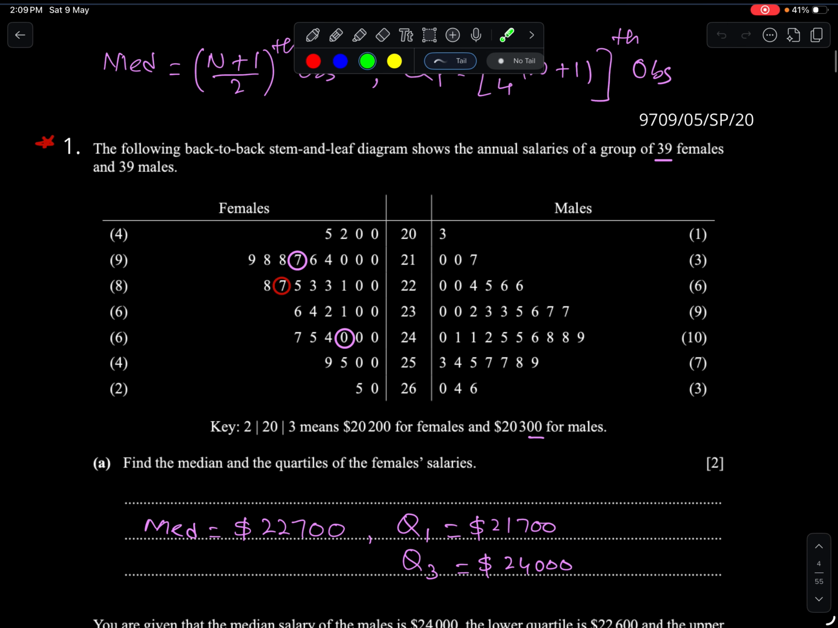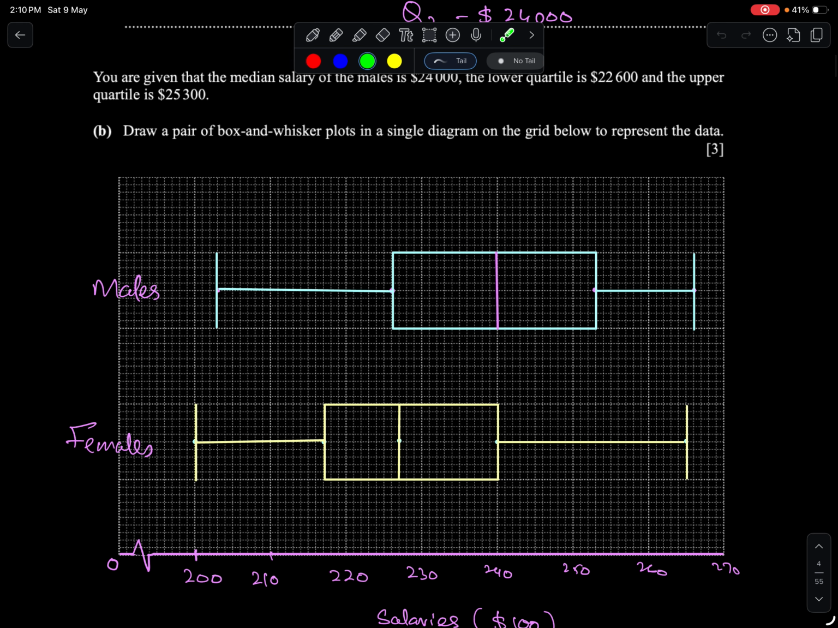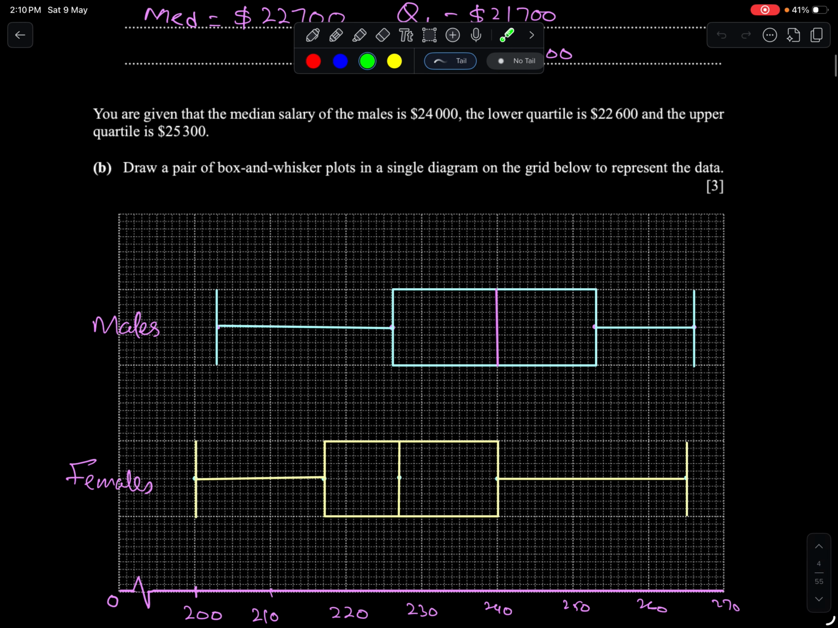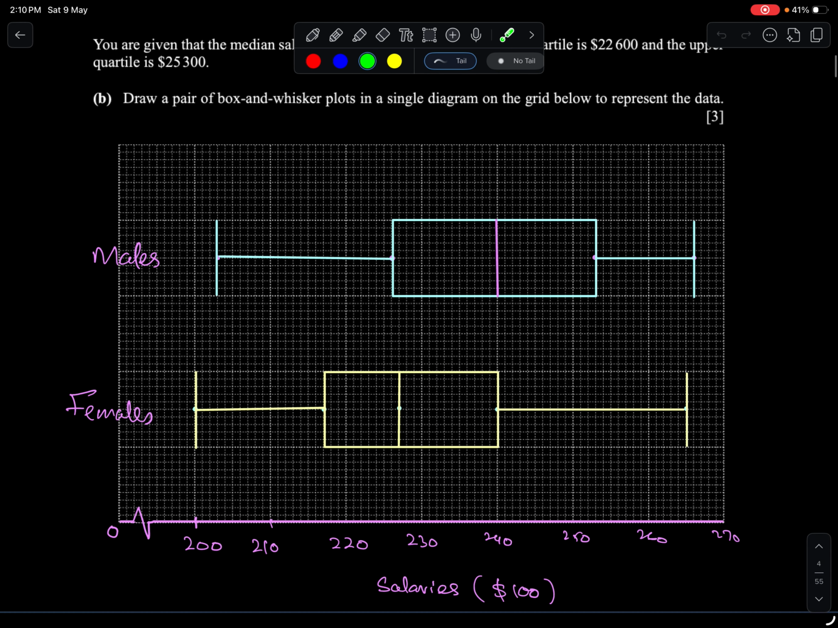Salaries in 100. So, how to draw a box plot? Either you could draw female first or male first, but it's better to draw this one first and then this second, and label them as well.